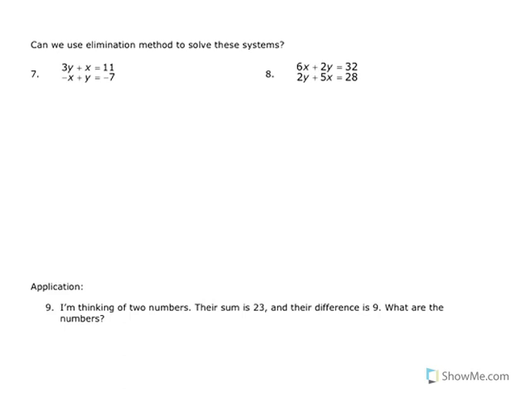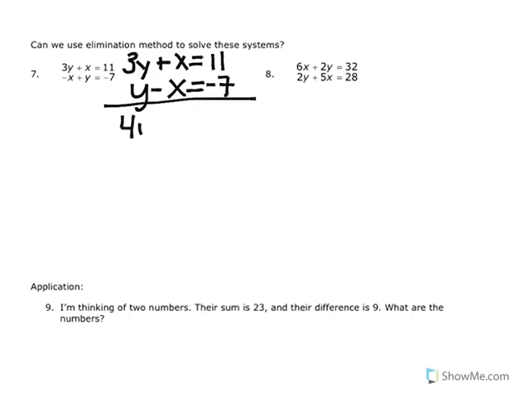So if I leave the top equation the way it is, 3y plus x equals 11, but for the bottom one, instead of -x plus y, let's do y minus x. Haven't changed anything, just changed the order that the letters were in, equals -7. Now let's add the two equations together. 3y plus 1y is 4y. The two x's cancel out. And 11 minus 7 is 4. So we divide by 4, and we get that y equals 1.